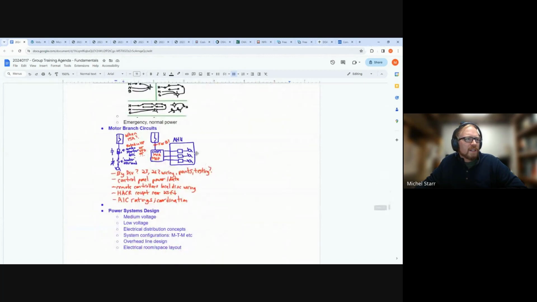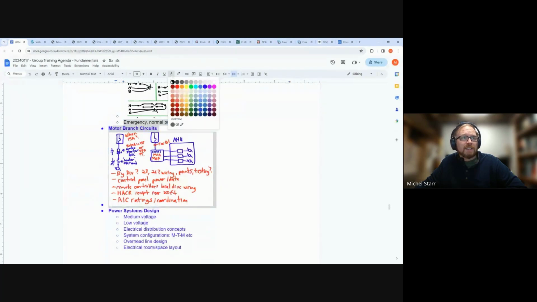We have been talking very specifically about motor branch circuits. The only thing I'll say here is there's an AIC rating, or the interrupt rating. When you have lots of motor controllers, consider what the fault current will be there. That's the fault current.